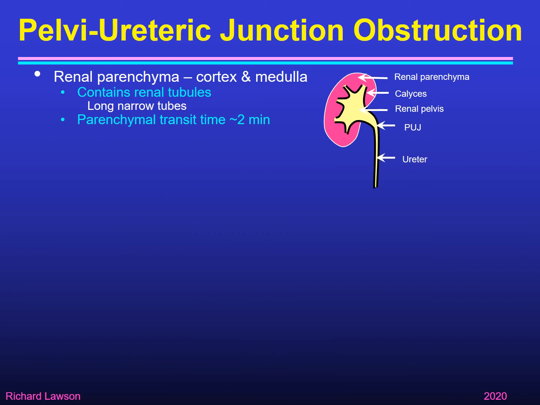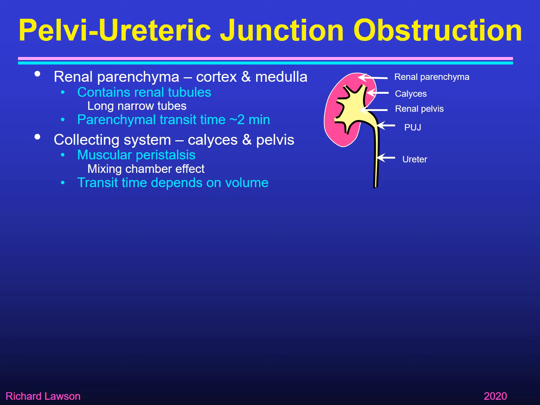Now, one of the main clinical applications of using deconvolution of the renogram to calculate transit time is in the diagnosis of pelvi-ureteric junction obstruction. So let me just say a few words about that condition. In the kidney we have the renal parenchyma, which consists of the cortex and the medulla in the outer part of the kidney, and this contains the renal tubules, which are just long narrow tubes. So the time it takes for a molecule of radiopharmaceutical to pass through them, the parenchymal transit time, is fairly constant and is about 2 minutes in the normal kidney.